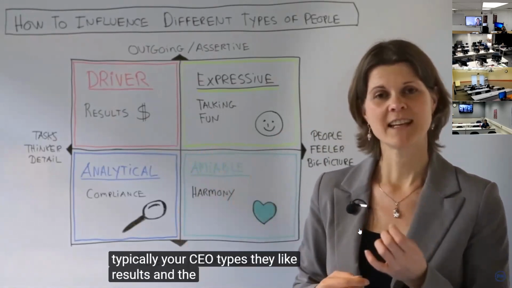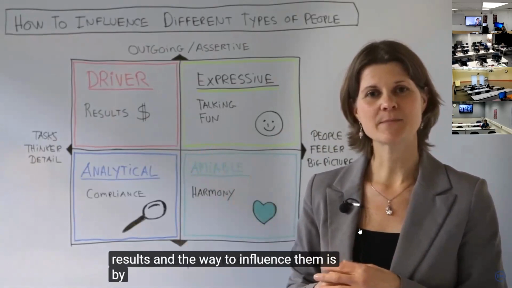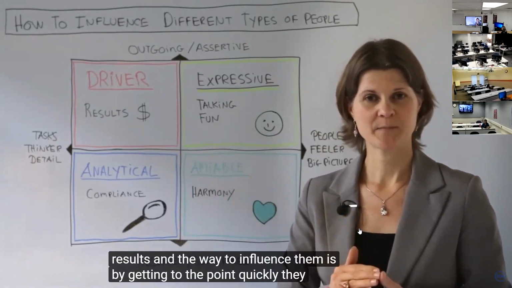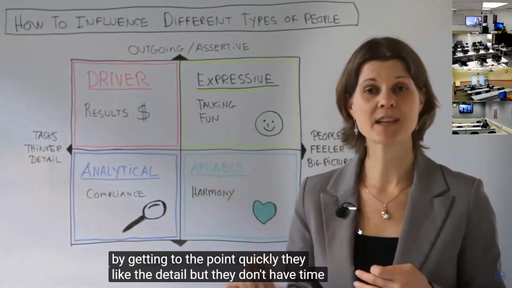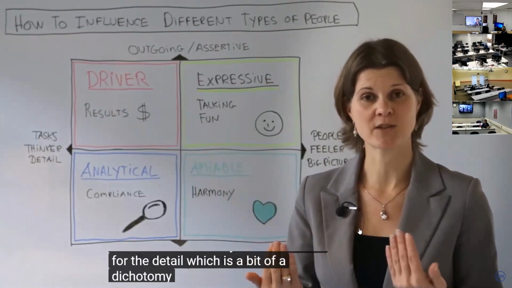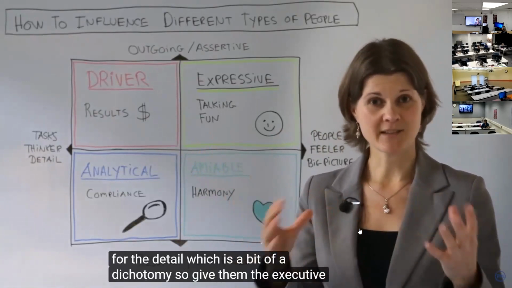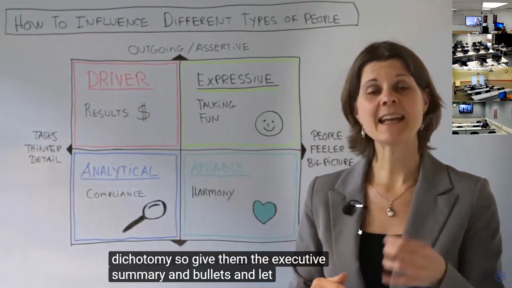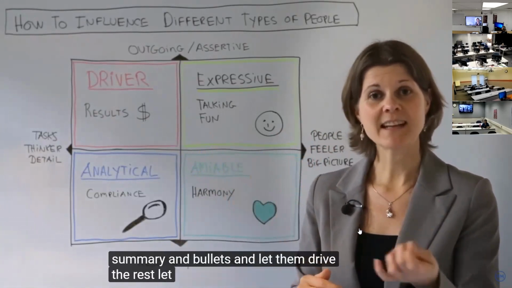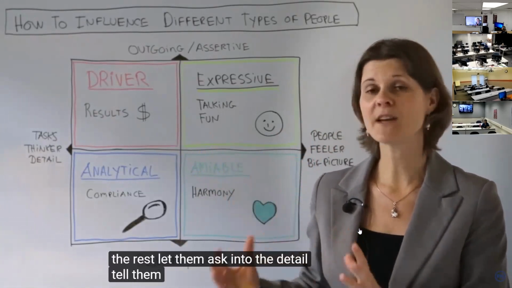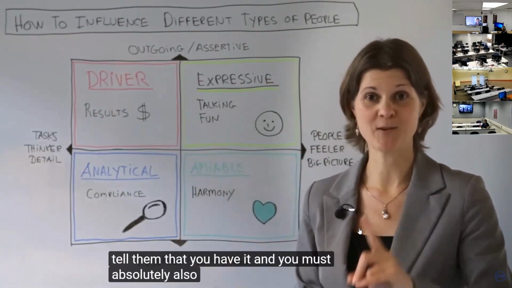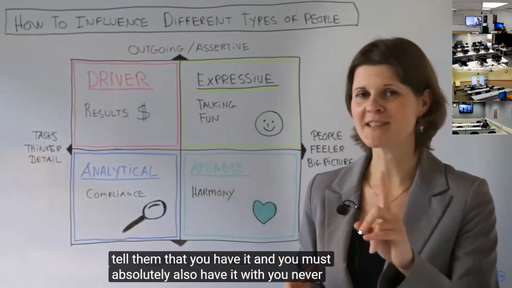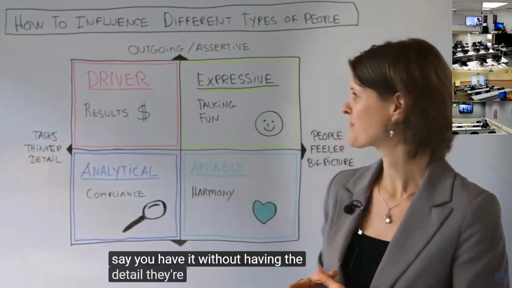They like results. And the way to influence them is by getting to the point quickly. They like the detail, but they don't have time for the detail, which is a bit of a dichotomy. Give them the executive summary and bullets and let them drive the rest. Let them ask into the detail. Tell them that you have it, and you must absolutely also have it with you. Never say you have it without having the detail there.